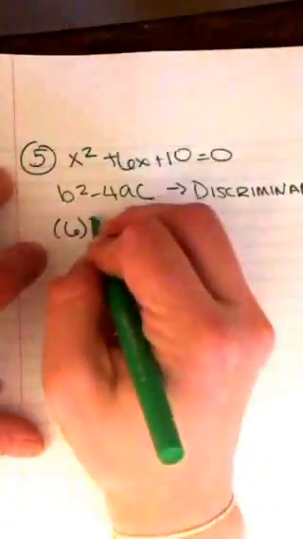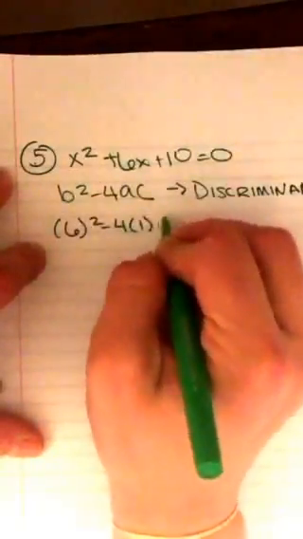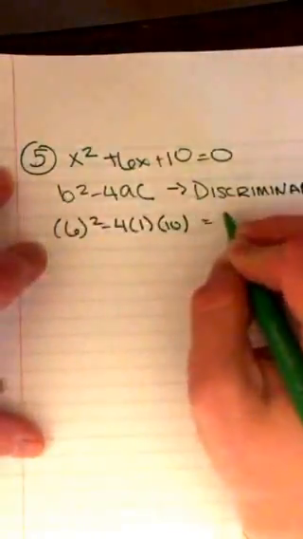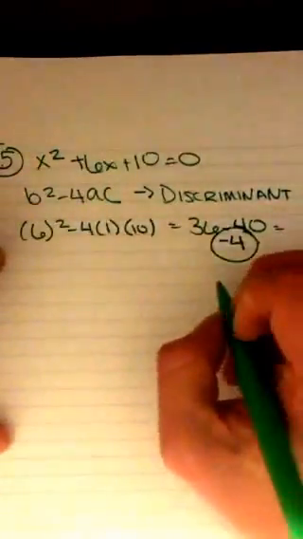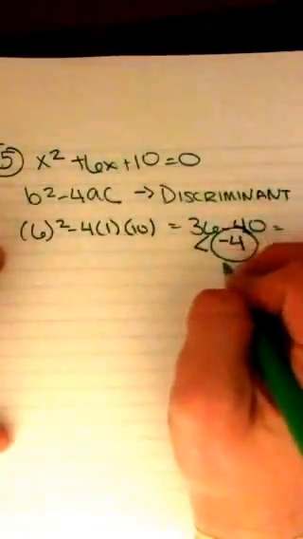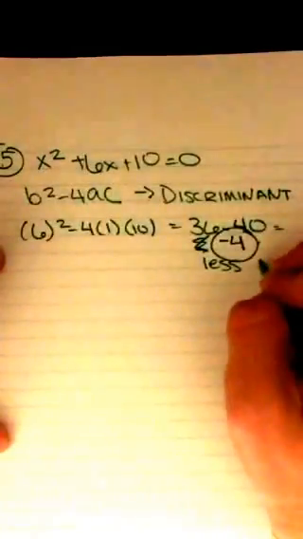And when I do that, b squared minus 4ac, I'm going to be left with 36 minus 40. This is going to result in a negative 4. So by seeing that it's negative, this means already that this is less than 0.